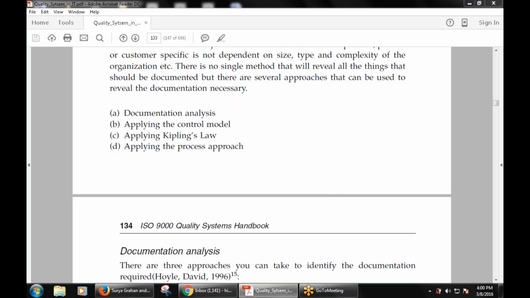Your same module, that is Quality Systems in IT, and the same chapter, chapter number 4, that is Quality Management System. In the last class, we discussed some topics for chapter 4, like the various steps used for the quality management system, such as identifying and gathering the requirements, and the 4 approaches used for the documentation part. So let's start with these, then move to the next topic, the documented procedure. Let's start with the document analysis.